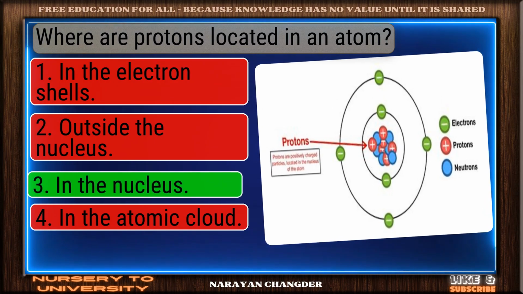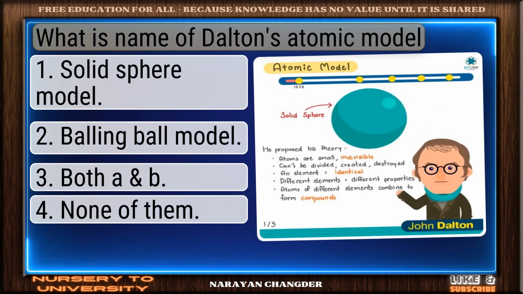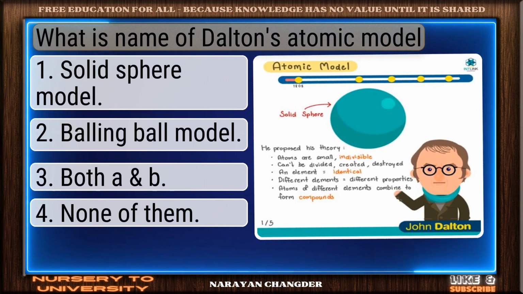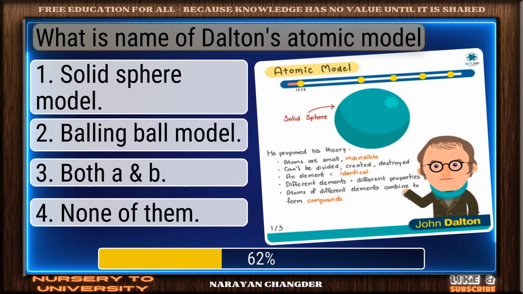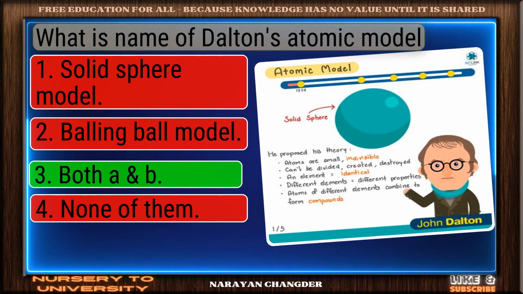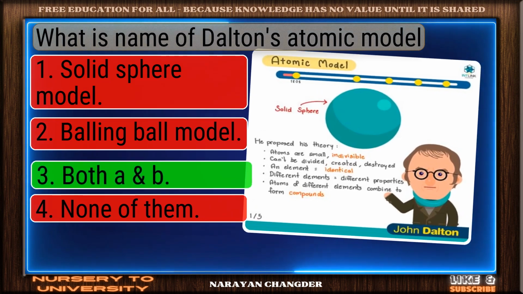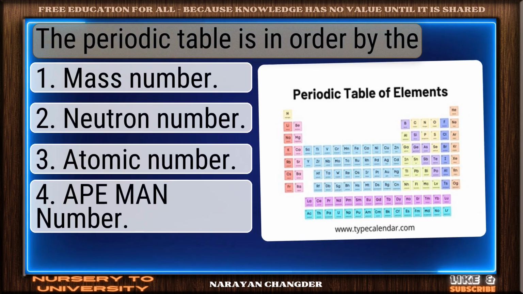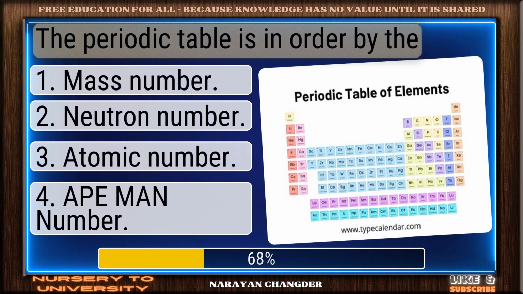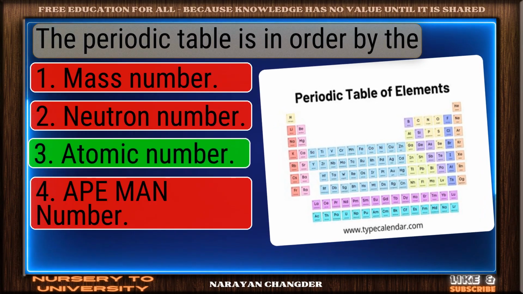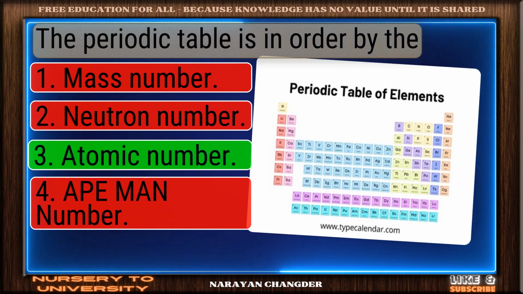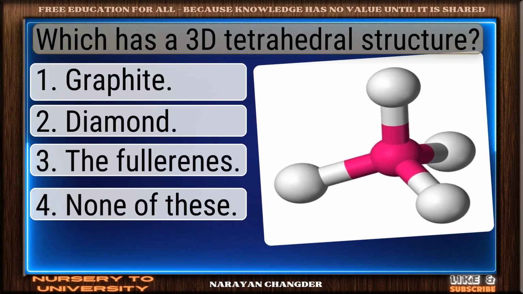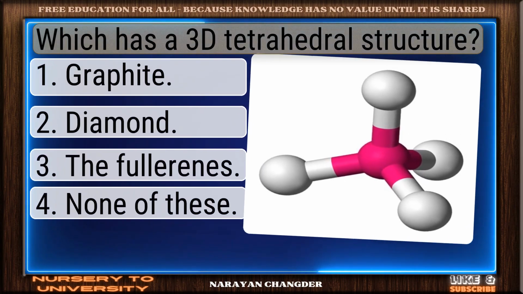Valid point. In the nucleus is true. What is the name of Dalton's atomic model? Correct response. Both A and B is the most accurate answer. The periodic table is in order by the... Clear logic. Your choice, atomic number, is sound.